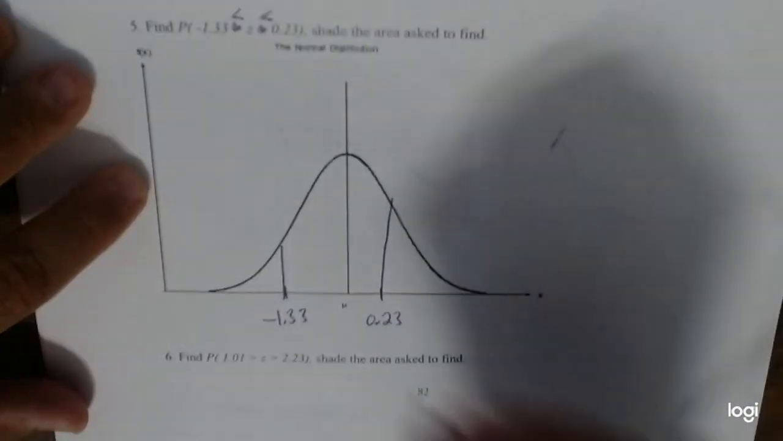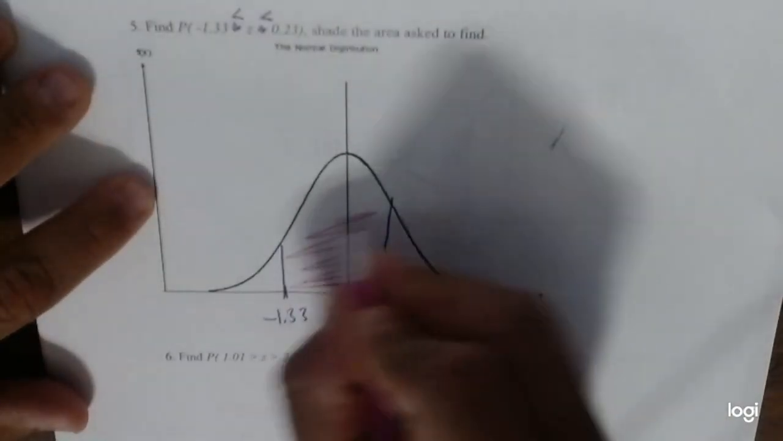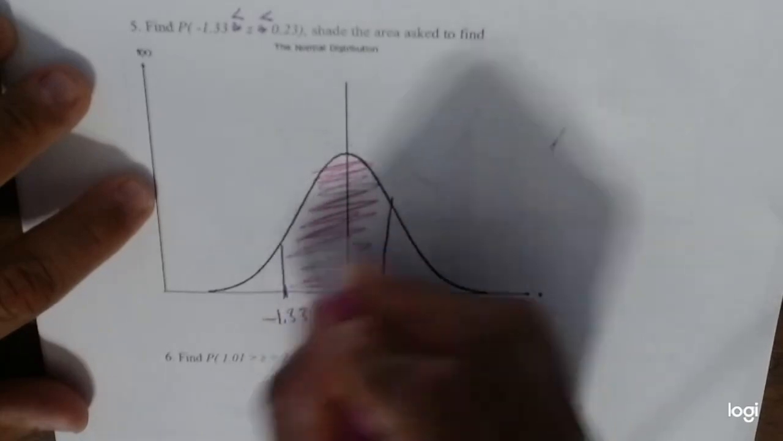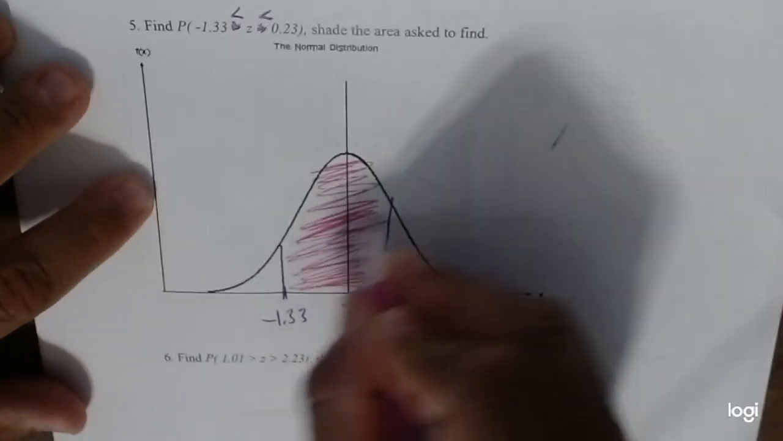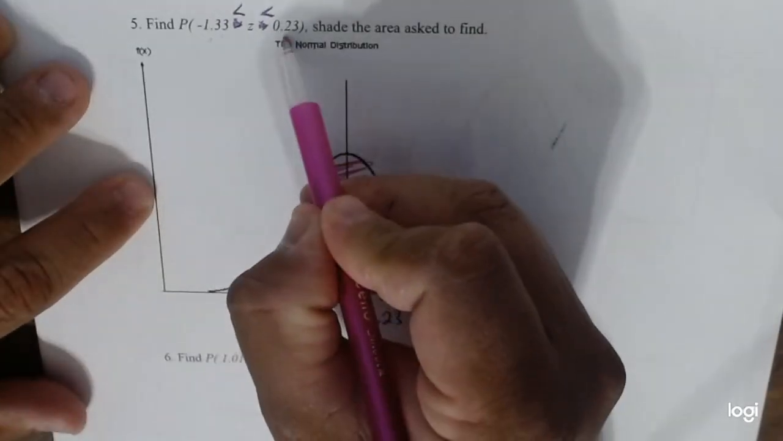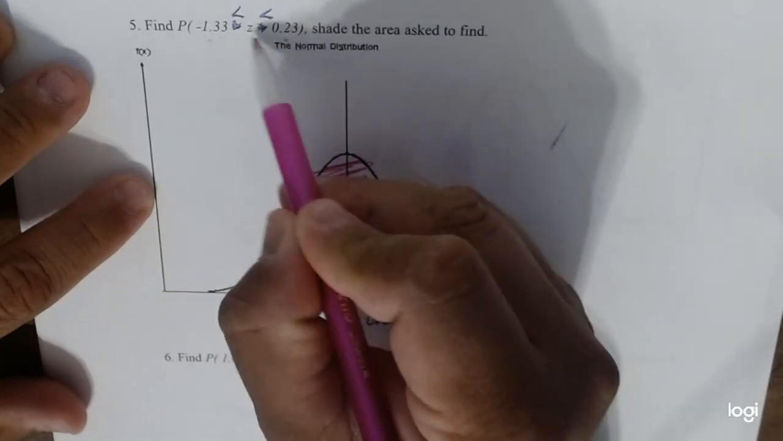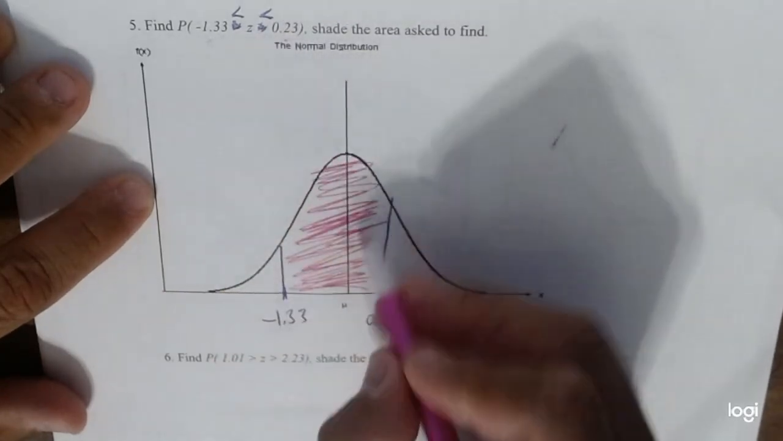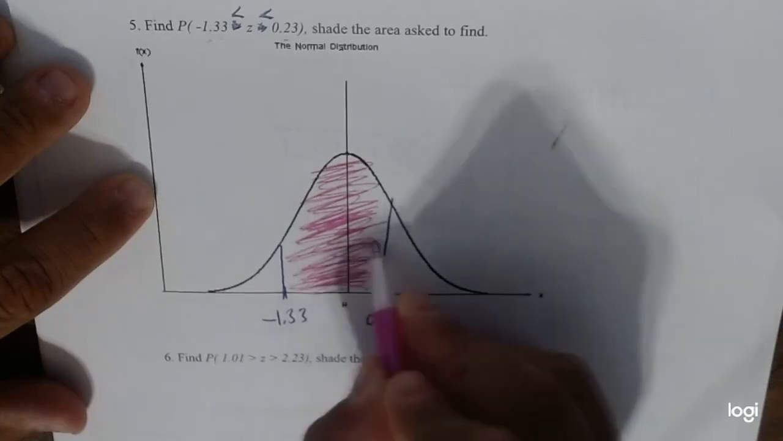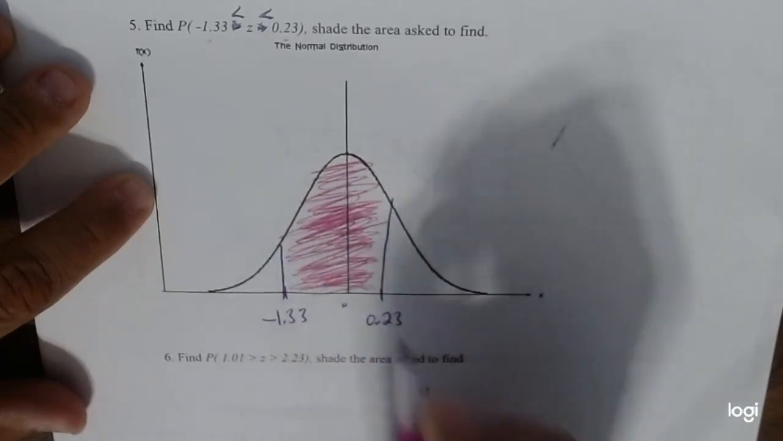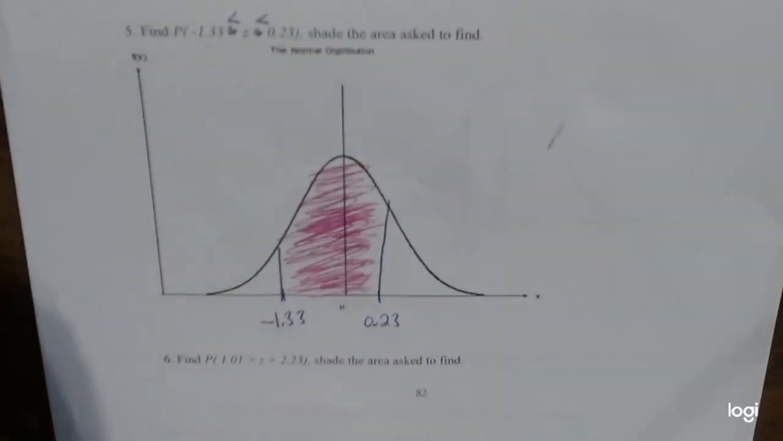What that means is you're shading the between stuff, right? Because only numbers between here satisfy both. It's bigger than this, but also smaller than that. Not or, right? It's got to be between them for both of them. So any number between here works. So now we've got to find the area between these two z-scores, okay?